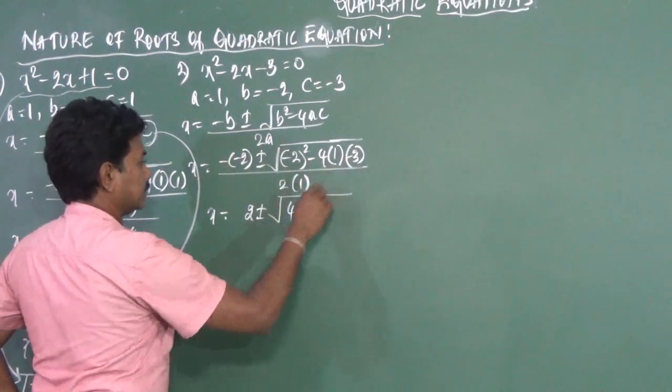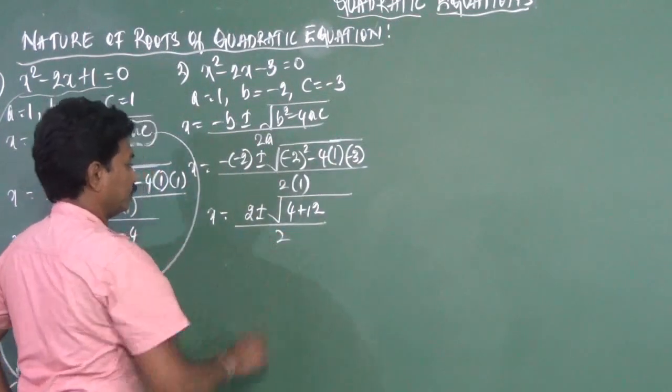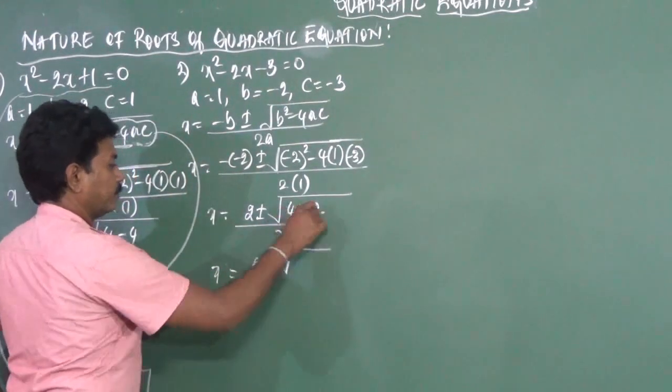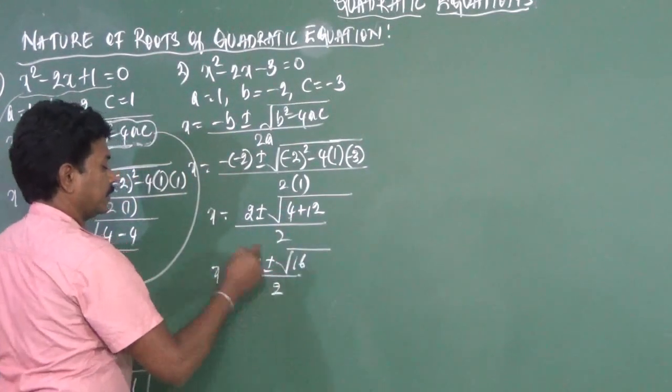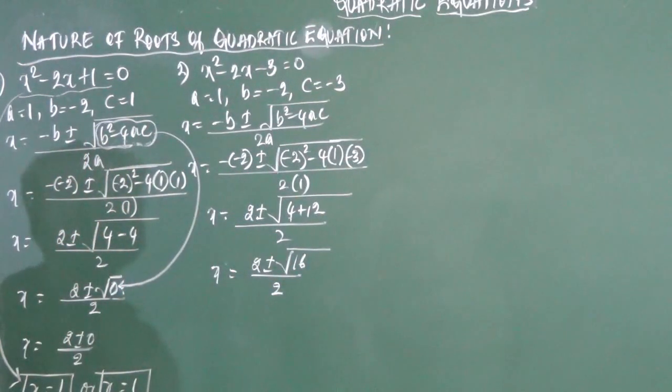Minus into minus is plus. Plus, 4 ones are 4, 4 threes are 12, by 2. Okay, so x is equal to 2 plus or minus square root of 4 plus 12 is 16, by 2. So look at this number, 16. So 16, square root of.